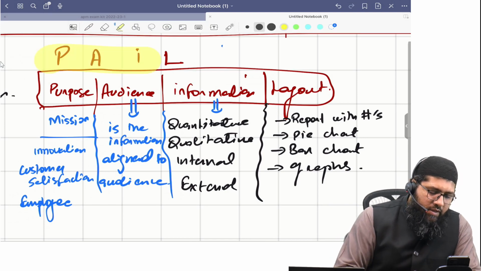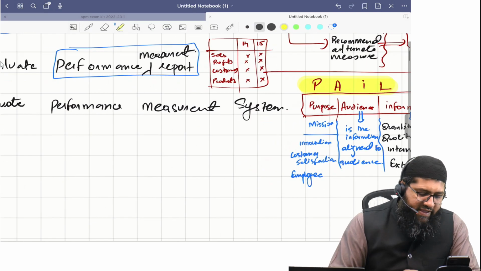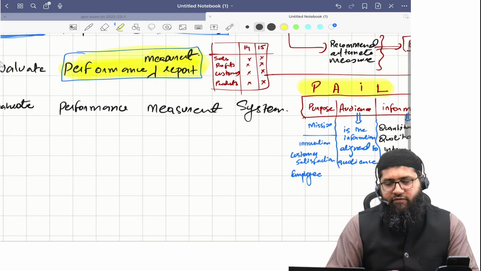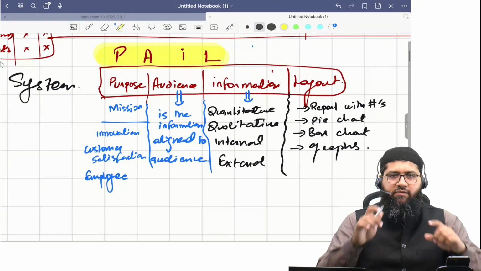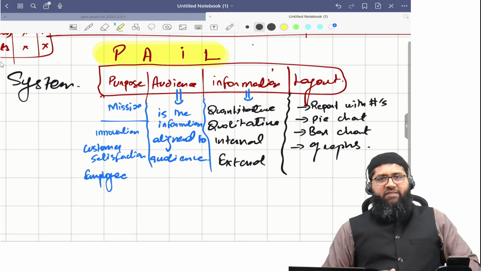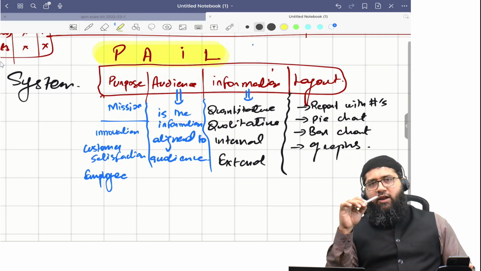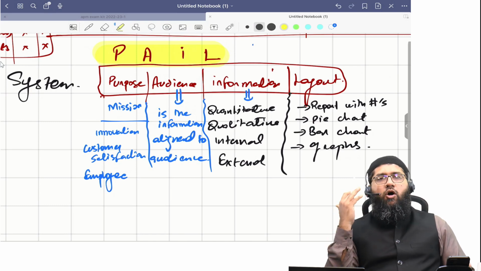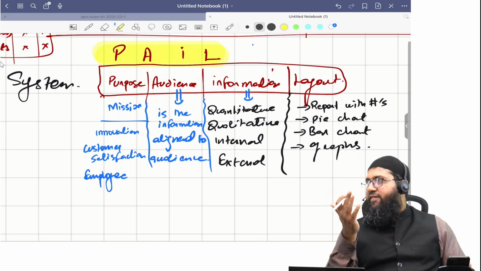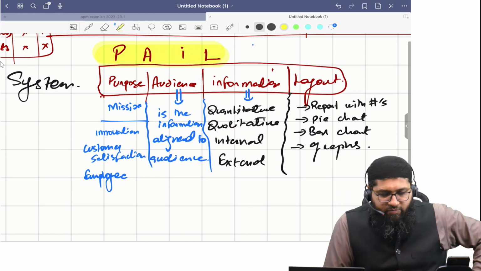So basically, when the examiner says evaluate the performance report, what is he expecting us to do? With respect to the performance measurement report, we look at the report and use this specific framework for evaluating it, whether the performance report is making sense or not. That's what we could do when it comes to evaluating a performance measurement report.